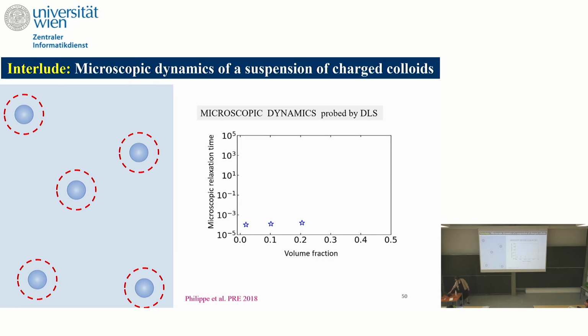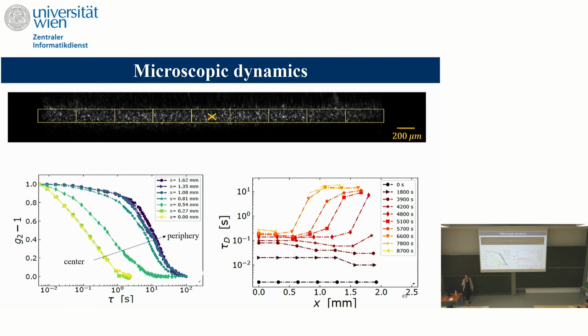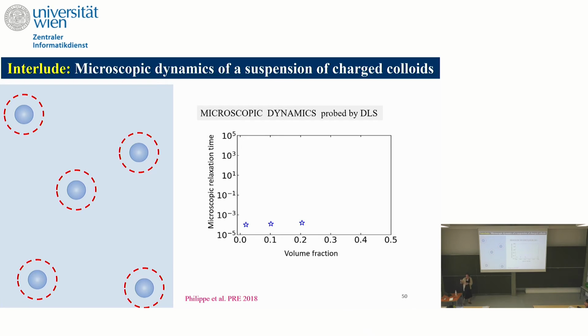I'm going to show you how we understand this. Now we have the correlation function and the relaxation time, which are not very intuitive parameters. But what I'm going to show you is that there is a direct mapping between the relaxation time that we measure and the volume fraction. And this is shown here.